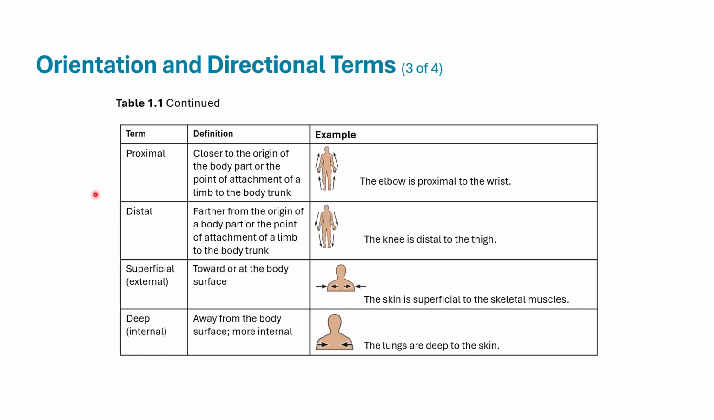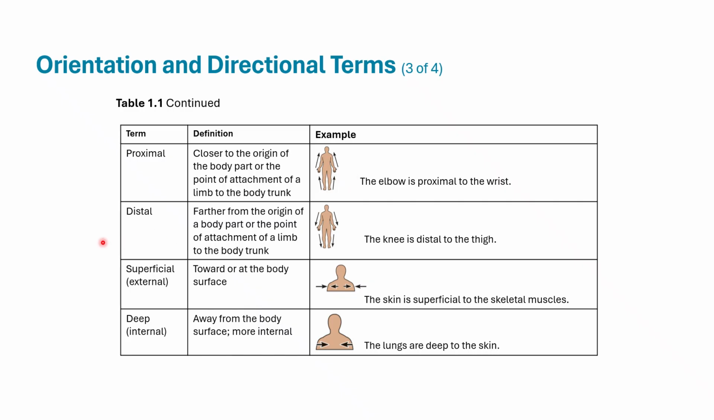Okay, the next set is proximal and distal. So proximal means closer to the origin of the body or the attachment of the limb to the trunk. Okay, so basically it's going to be the elbow is proximal to the wrist, so higher up. So closer to the origin of the body part or the point of attachment of a limb to the body trunk. So you could say that the elbow is proximal to the fingers. Okay, also because the fingers are lower on that limb.